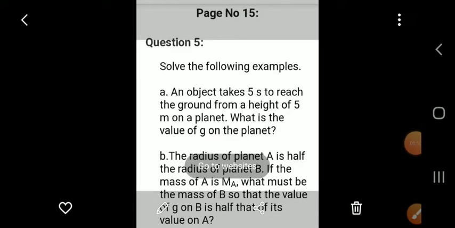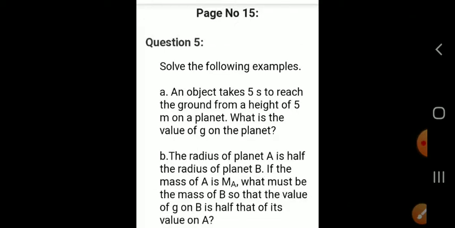Children, see here, you can see question number 5. It says solve the following examples. First question is, an object takes 5 seconds to reach the ground from a height of 5 meter on a planet. What is the value of g on the planet? So we will see now how to solve it.